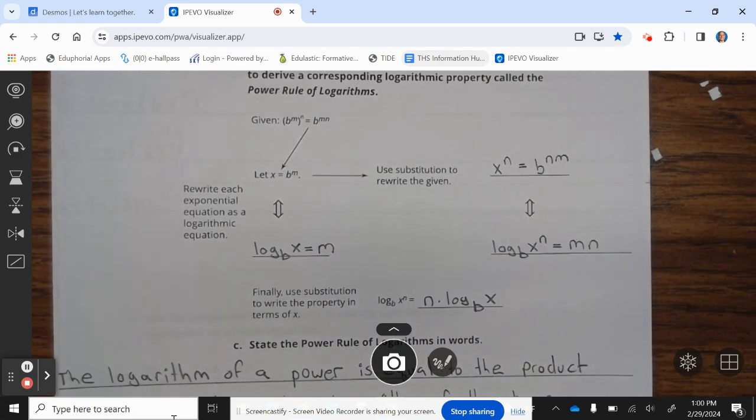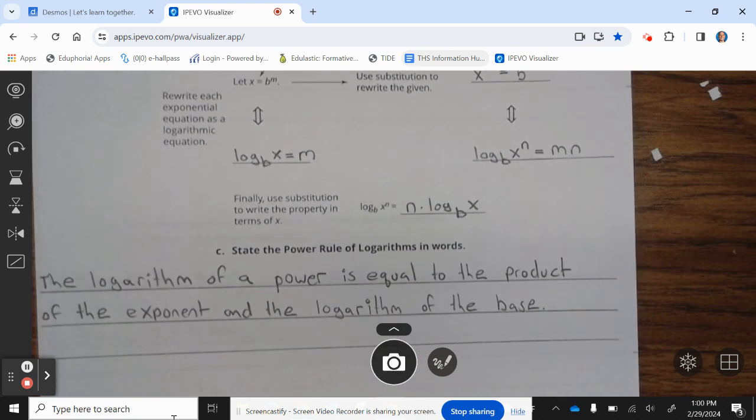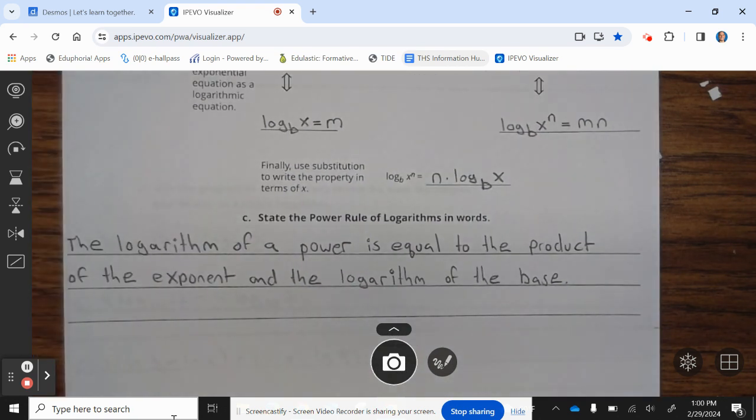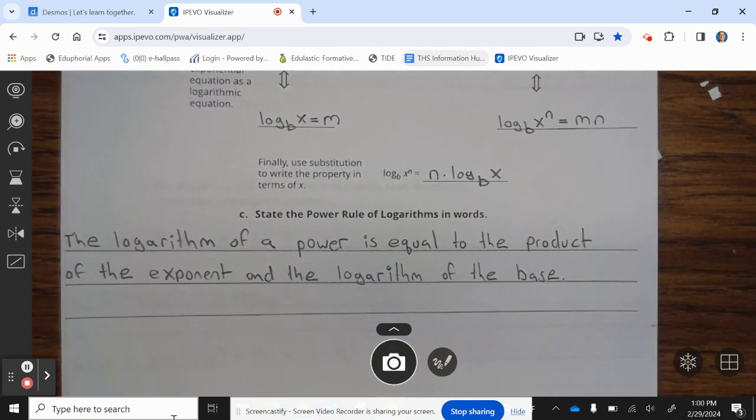All right, go ahead and read that over and complete the steps. C. State the power rule of logarithms in words. The logarithm of a power is equal to the product of the exponent and the logarithm of the base. All right, let's take a look at the next page.